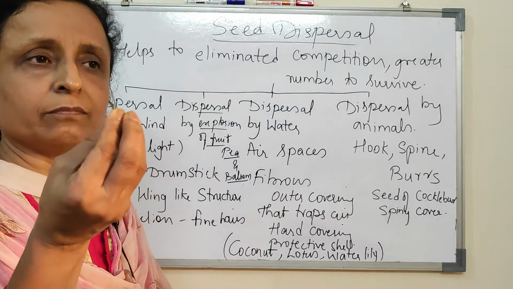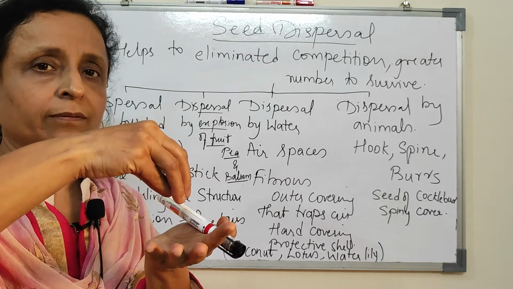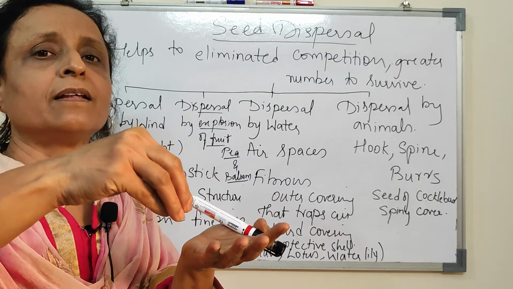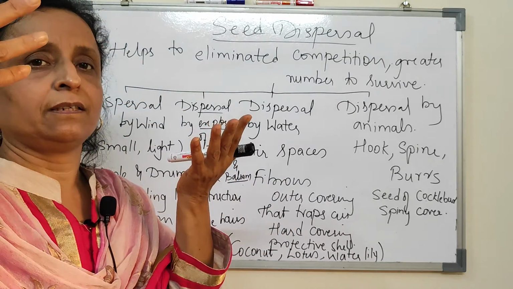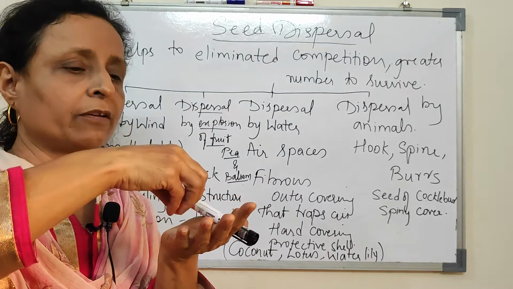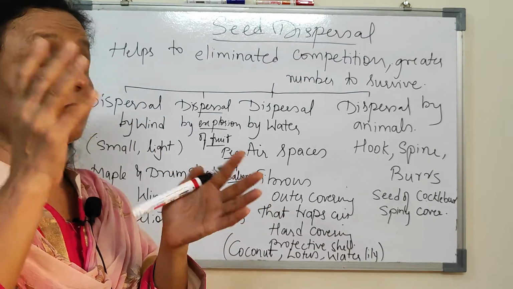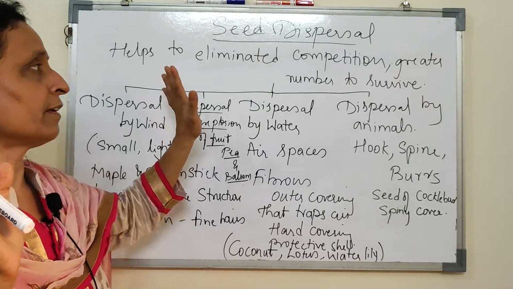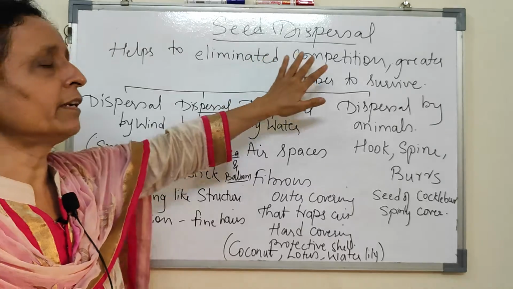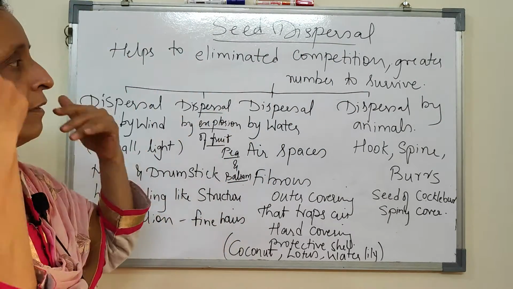If you take some moong seeds and put them on the soil, only a few will germinate. But if you give them space, then all will germinate. So there is competition when all the seeds are together. But if you disperse them, give some space, then all will germinate. The same thing applies to all types of seeds. They have to be dispersed to places to eliminate competition. Less competition will be there because they have soil, air, water, everything.